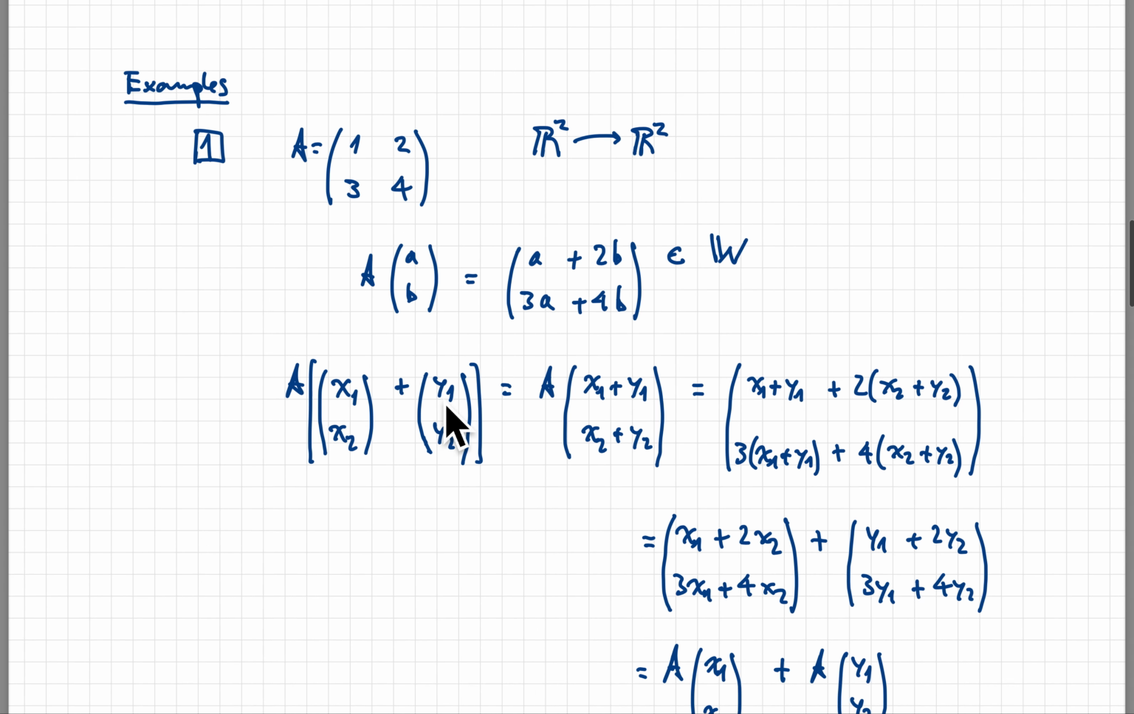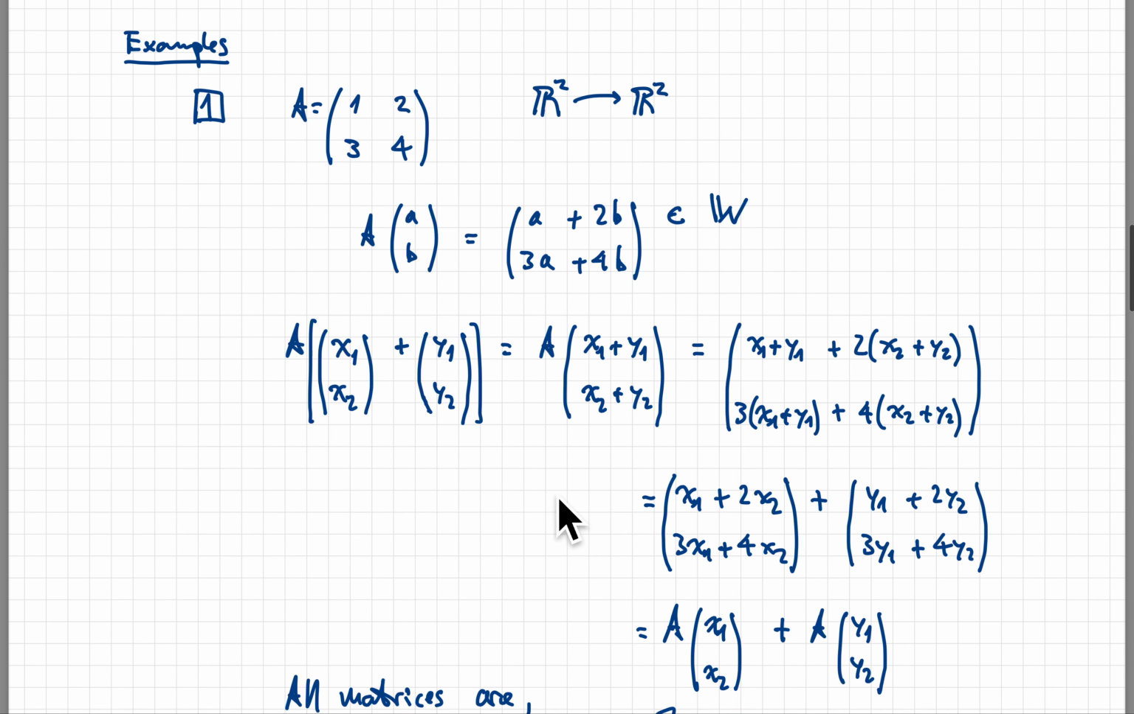And if you apply A to the sum of two vectors, you can easily see that you get the sum of applying the operator to both vectors individually, and then summing the result at the end. So let's take a look. If I sum these two vectors, (x1, x2) and (y1, y2), I get this vector, (x1 plus y1, x2 plus y2). Now I will apply A after that, and so I get this: x1 plus y1 plus 2 times x2 plus y2. That's basically what we have here, a plus 2b, where a is this component and b is the other component. And then the same at the bottom, 3 times x1 plus y1 plus 4 times x2 plus y2.